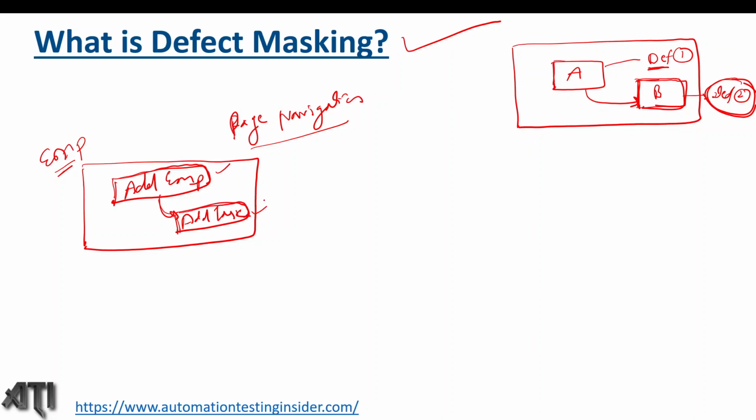Whatever defects there are on this particular add task page will be unexecuted, or we cannot execute the related functionality of the add task page. So this is another example of defect masking or masked defect. Let me give one more example.